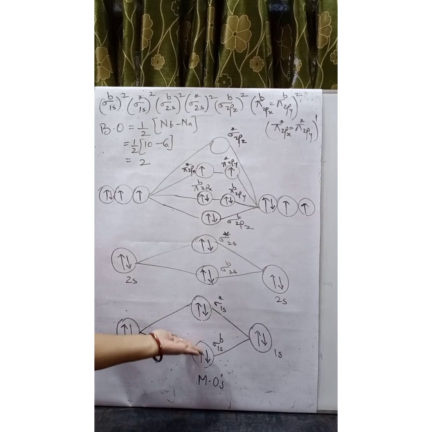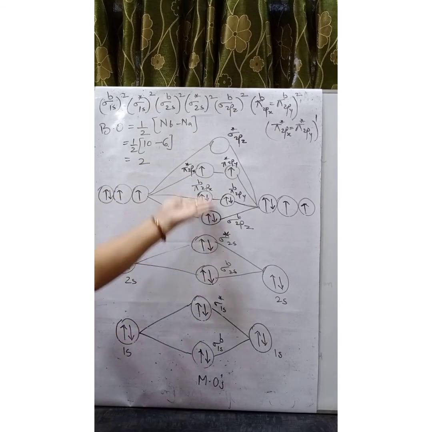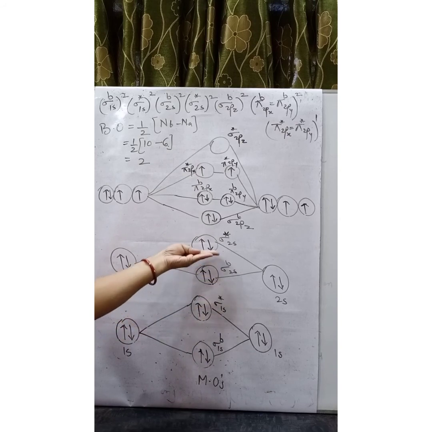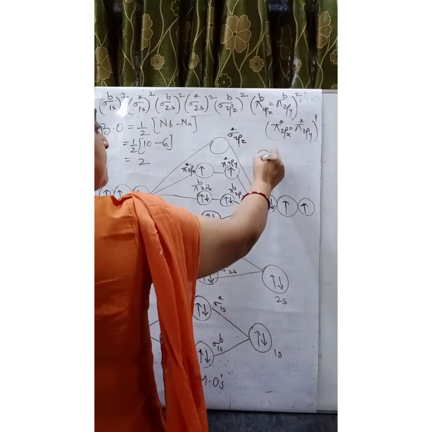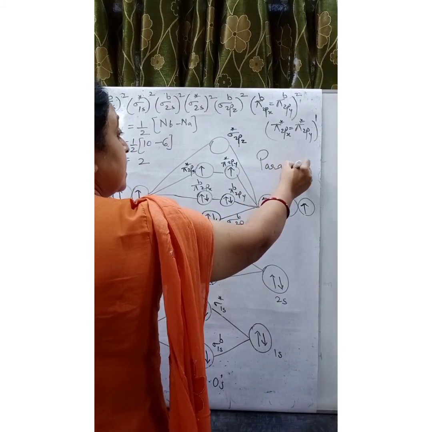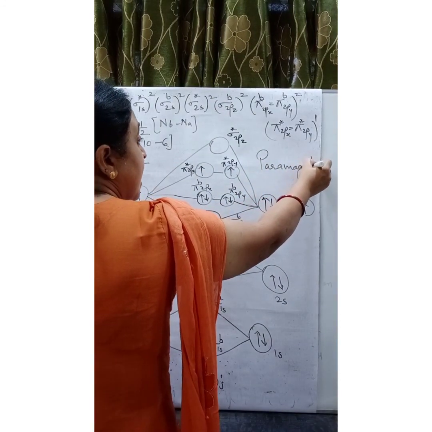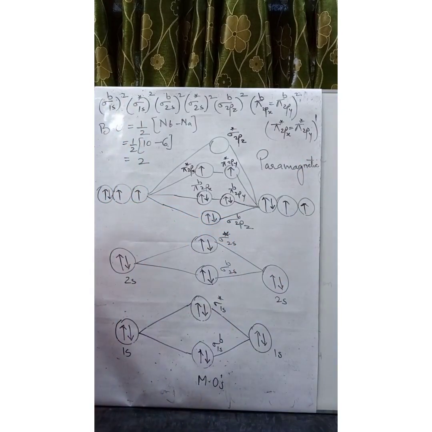If we see the magnetic property of O2, in the other molecules all the electrons were paired, but here we find unpaired electrons. So it is paramagnetic in nature and is attracted by the magnetic field.